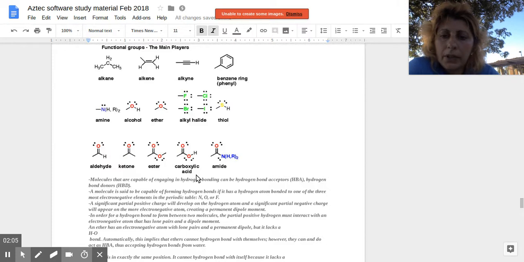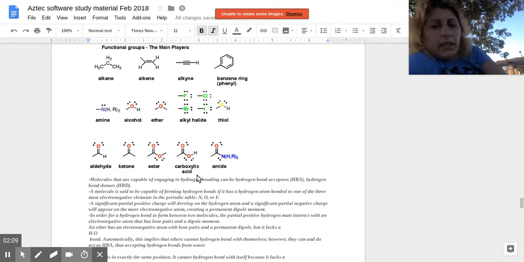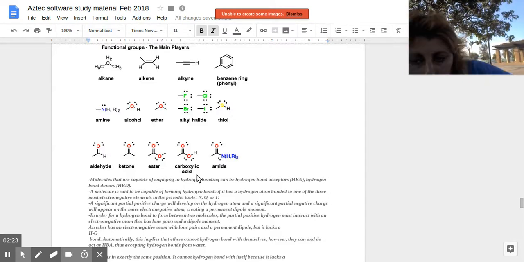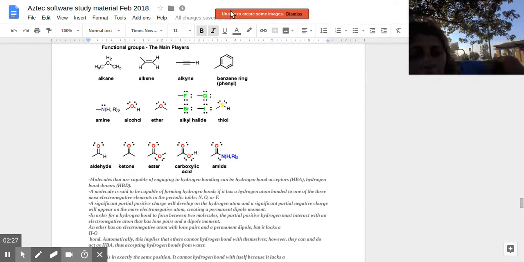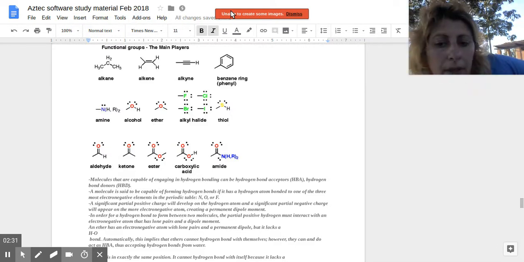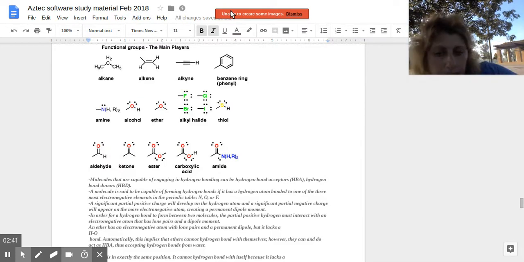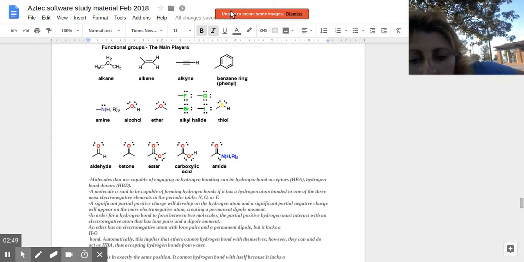Functional groups. Molecules capable of engaging in hydrogen bonding can be hydrogen-bond acceptors, called HBA, or hydrogen-bond donors, HBD. A molecule is said to be capable of forming hydrogen bonds if it has a hydrogen atom bonded to one of the three most electronegative elements, which are nitrogen, oxygen, and fluorine. A significant partial positive charge will develop on the hydrogen atom, and a significant partial negative charge will appear on the more electronegative atom, creating a permanent dipole moment.